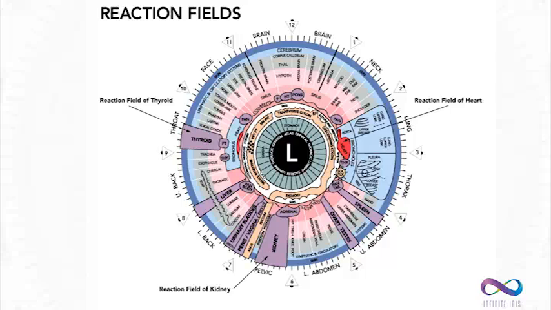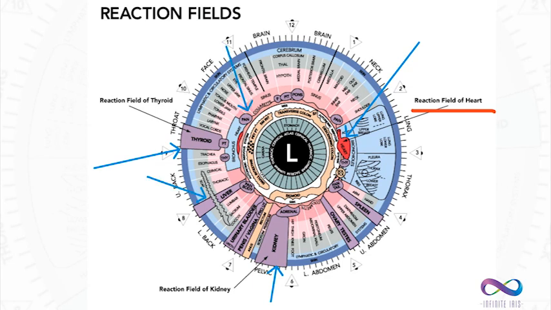Now I'd like to talk with you a little bit more about reaction fields. We're going to be learning iris signs in this chapter, and I want you to understand that the organs are not actually in the iris of the eye. What we call those areas are reaction fields. The area that the organ is reacting upon, for example, the heart reaction field, the thyroid reaction field, the kidney reaction field. All areas of the iris, when there's a marking there, will be a reaction field, the liver reaction field, the pancreas reaction field.